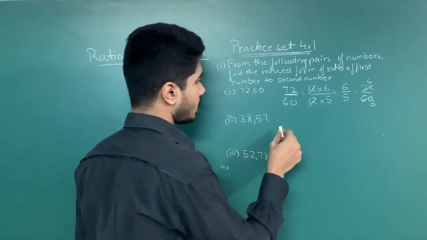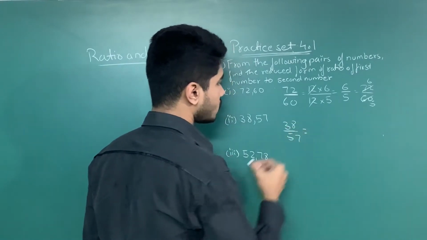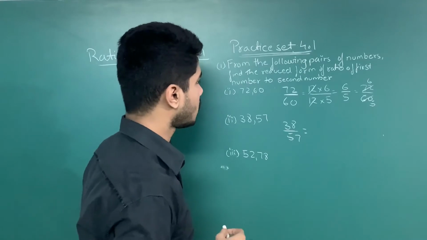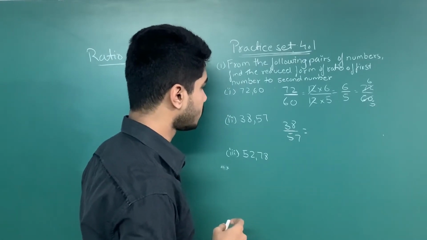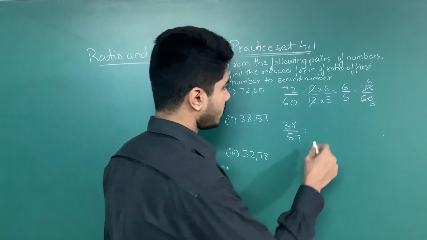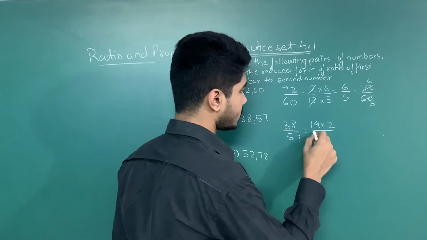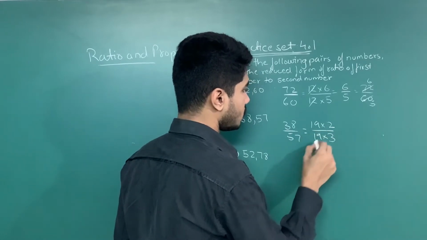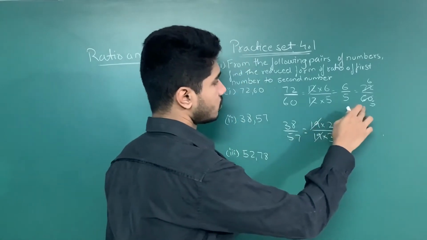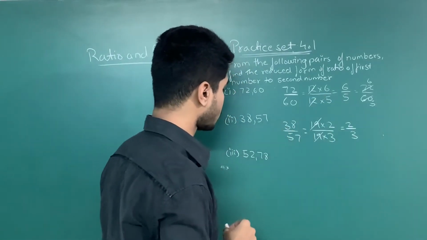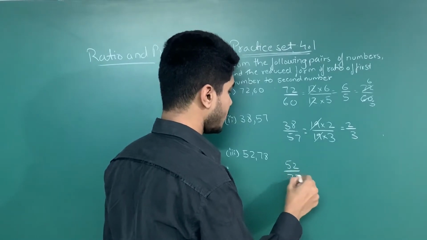Let's see about 38 upon 57. So यहाँ पे हम इसको reduced form में लिखेंगे. That is, we will have a common multiple. That is, we can write 38 as 19 into 2 and this as 19 into 3. So the 19 and 19 get cancelled, you get 2 upon 3. You can also do it by the cancellation method. Third question, 52 upon 78.